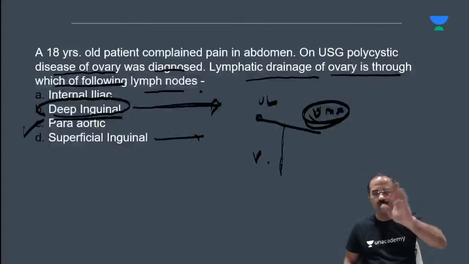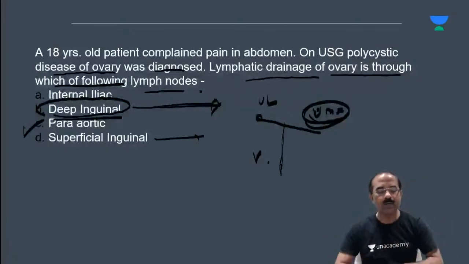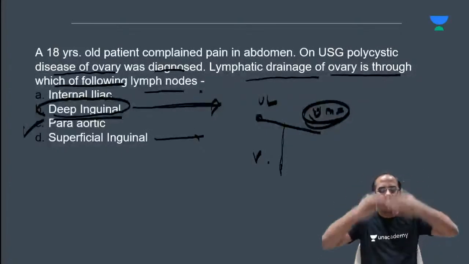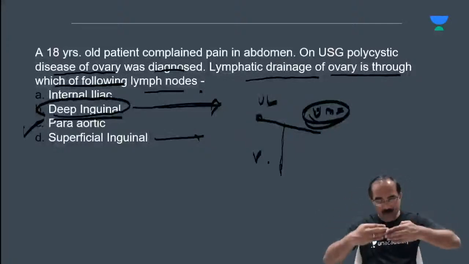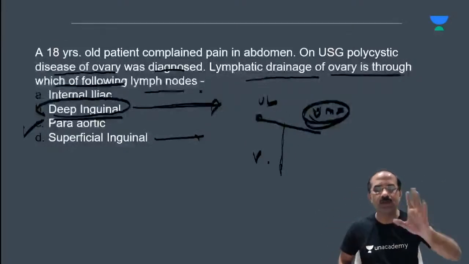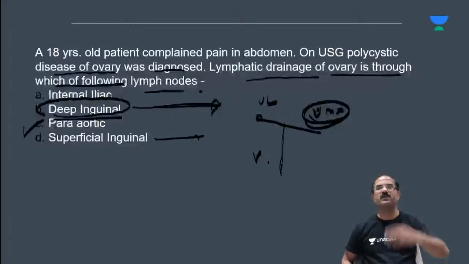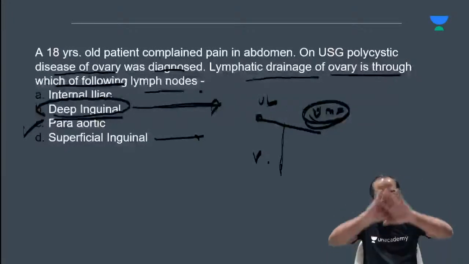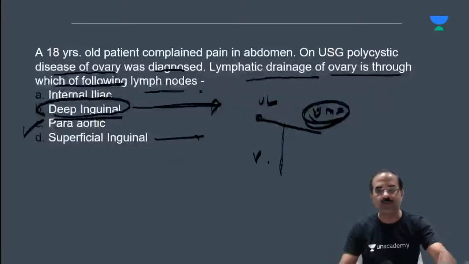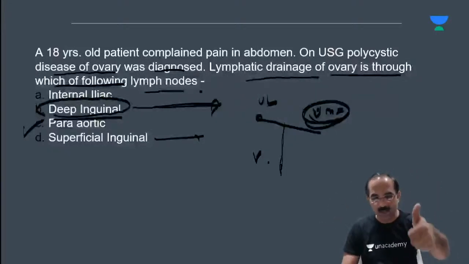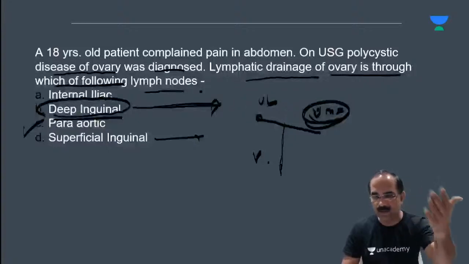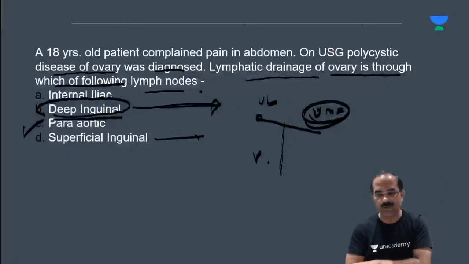You get plenty of MCQs on this also. Upper medial group drains one, the anterior abdominal wall below the umbilicus. Upper medial group drains the anterior abdominal wall below the umbilicus. Second, it drains the perineum and the external genitals except the glans penis and the glans clitoris. That drains into deep inguinal lymph nodes.